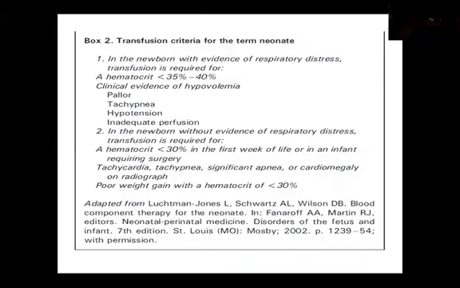Next, in term babies, in a newborn with evidence of respiratory distress, transfusion is required for hematocrit less than 35 to 40% with clinical evidence of pallor, tachypnea, hypotension, inadequate perfusion. In the newborn without evidence of respiratory distress, transfusion is required for hematocrit less than 30% in the first week of life or in an infant requiring surgery. Tachycardia, tachypnea, significant apnea or cardiomegaly on radiograph, or poor weight gain with hematocrit of less than 30%. These are the criteria in term neonates.